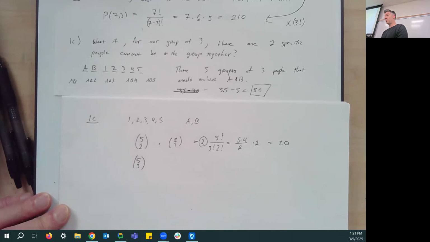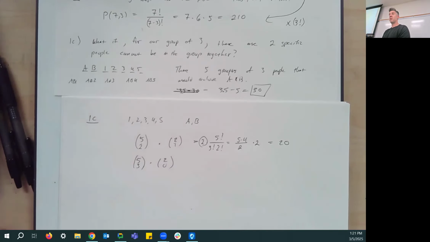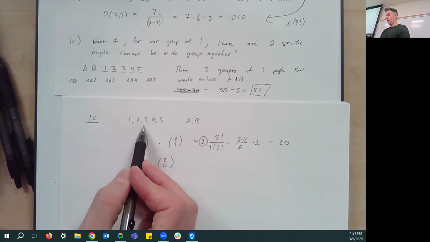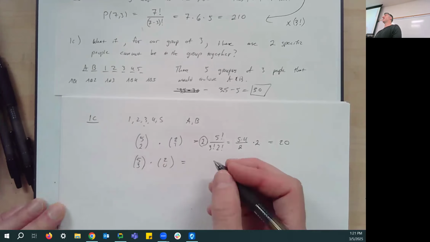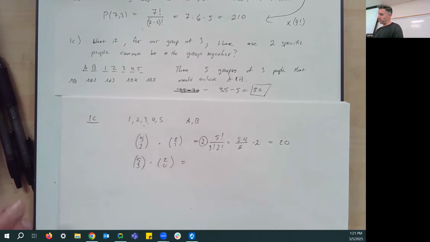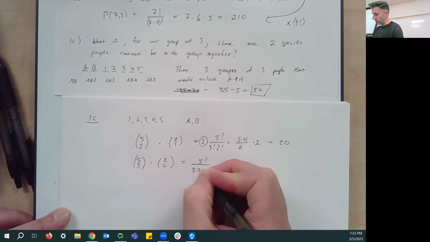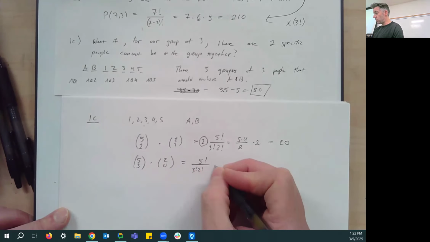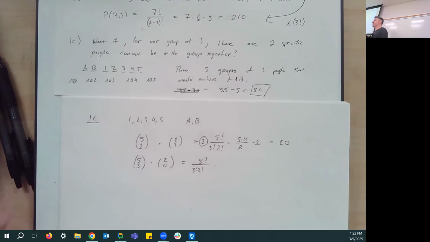You can even say it's 5 choose 3 times 2 choose 0. I want 3 of these folks. I want none of those folks. So let's actually do the math, even though there's something else we should say. So 5 choose 3 is 5 factorial over 3 factorial times 2 factorial. And 2 choose 0 is, this is actually where the 0 factorial thing I mentioned earlier is important.